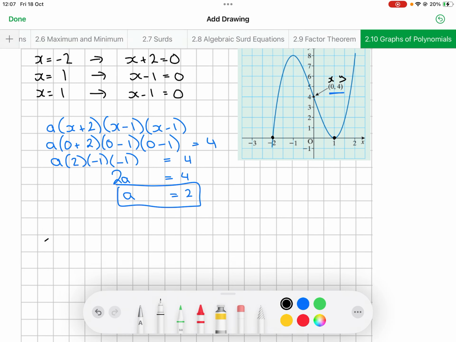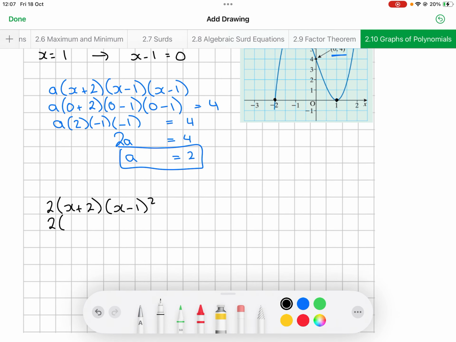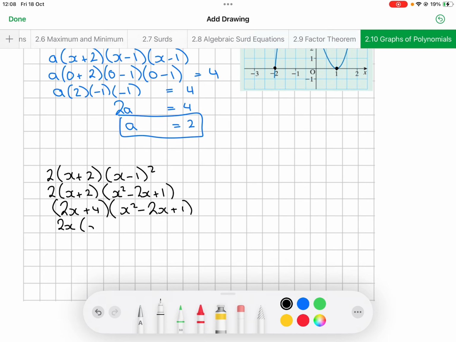So we know that it's 2 times x plus 2, and then I'm just going to write x minus 1 squared, because it's easier to square a bracket than to split it up. So 2 times x plus 2, and then x minus 1 squared is x squared first, twice the product, minus 2x, plus 1. Then I'm going to multiply the 2x plus 4, I'm just multiplying the 2 into that first bracket, and then it's just basic straightforward algebra, so I'm going to multiply the 2x by x squared minus 2x plus 1, and I'm going to multiply the 4 by x squared minus 2x plus 1.